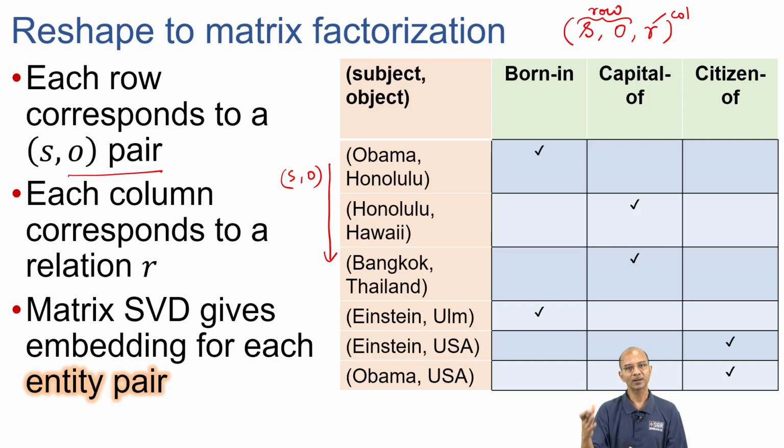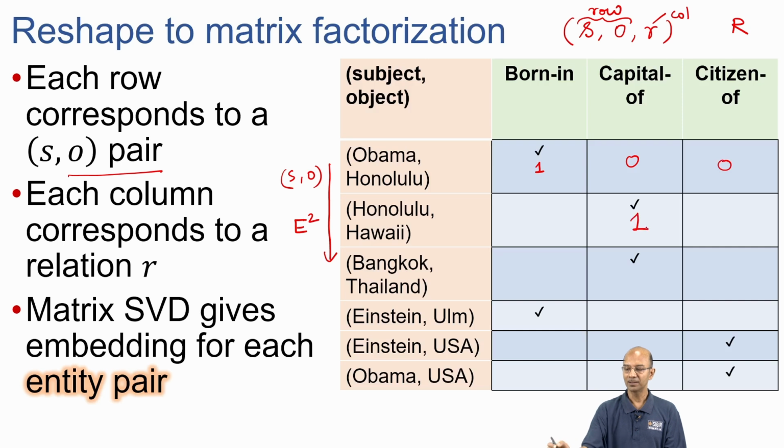So, born in is a column, capital of is a column, citizen of is a column, and so on for all the R relations. You can see that the number of rows in principle is E squared and the number of columns is of course R. What is in the matrix? Just bits, Boolean. Obama was born in Honolulu, therefore the born in column has a 1 or a tick in that row. But Obama is not the capital of Honolulu, therefore this is 0. Obama is not a citizen of Honolulu, citizenship is only defined on nations, therefore this is also 0.